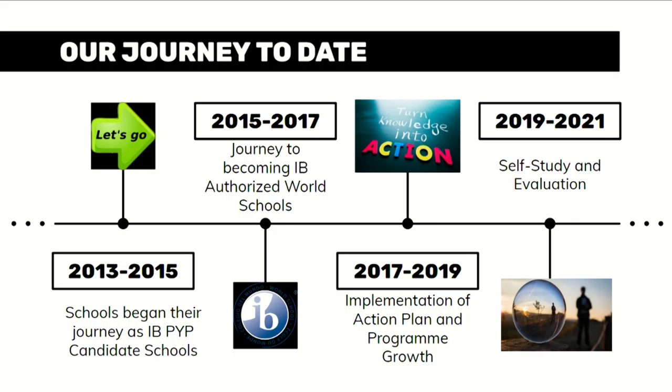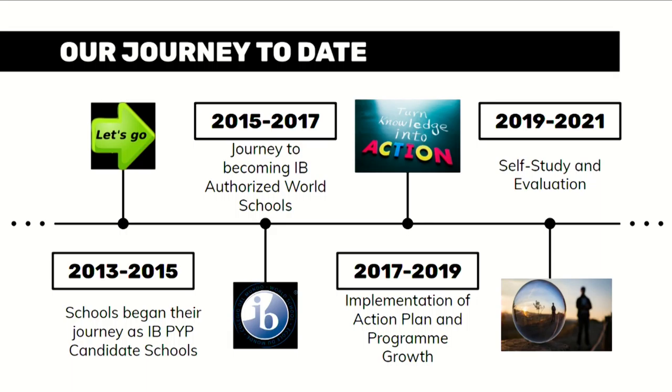As far as what the candidate phase means, we were assigned a representative from IB that came to every one of the elementary buildings, met with the coordinator and teachers, and really outlined what the program is all about to set us up to apply for candidacy. So between 13 and 15, all six of our schools went through that process.